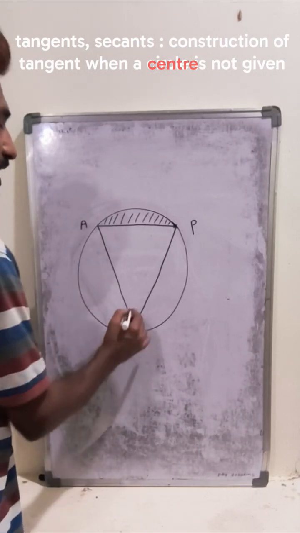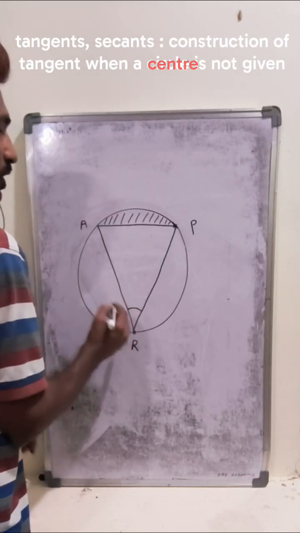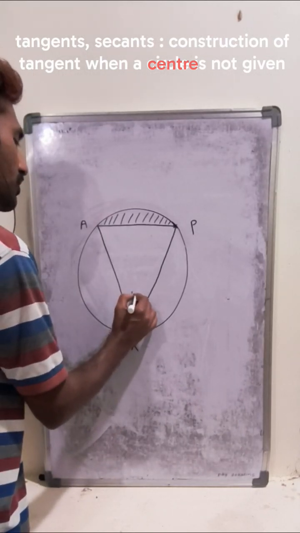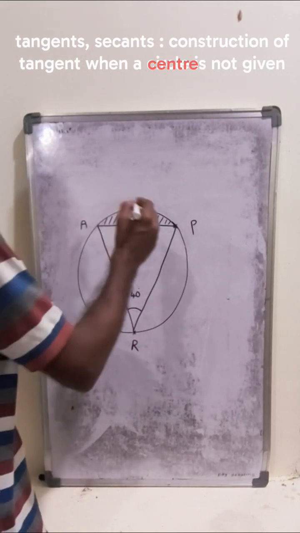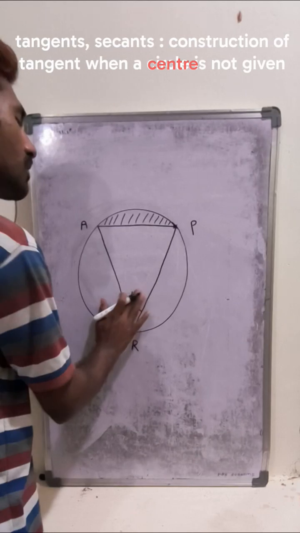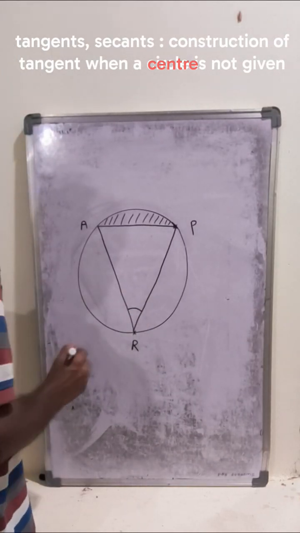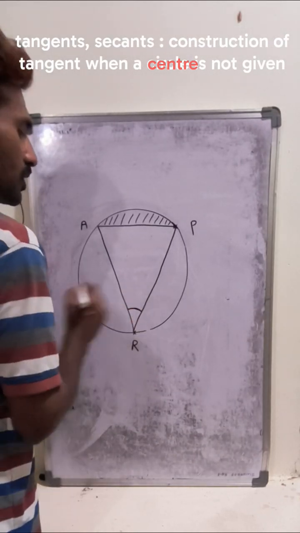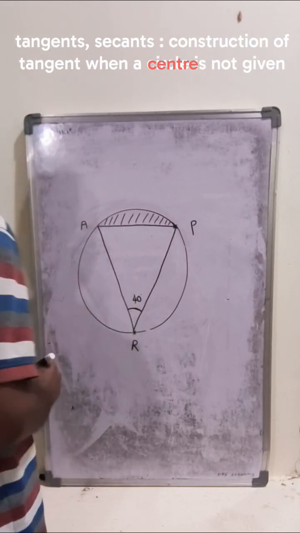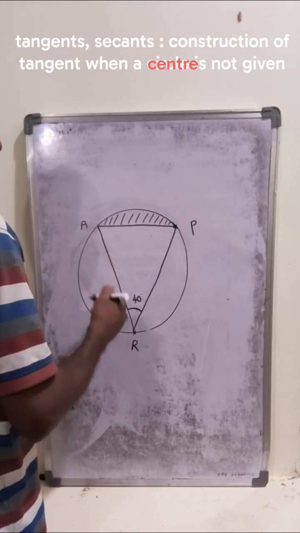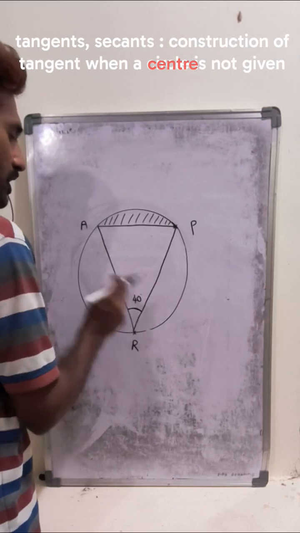Here we are getting some angle. Let us assume this is 40 degrees. Now come back to here. Actually we don't know the angle. So assume it is 40 degrees for some time for understanding. After that I'll tell you the process. So this is 40 degrees.